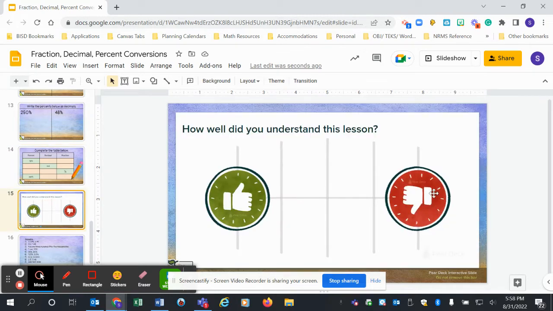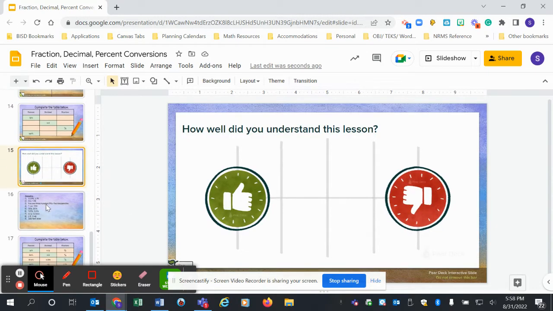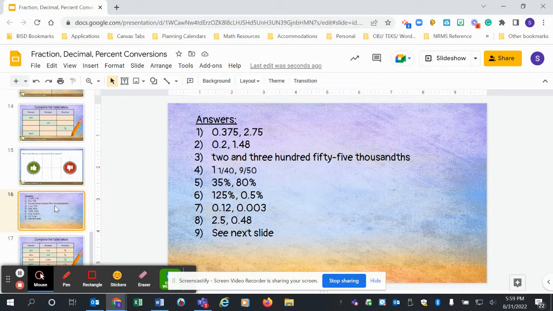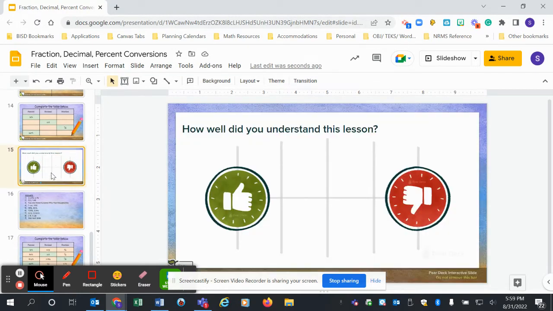And then here's a little feedback page where you can enter how well you understood the lesson. There are answers on the back. I'm going to click off of that real quick so you don't see it. I want you to be able to use those answers as feedback on the lesson. So please don't refer to those until you're done. Really use this as a test to see how well you understand this information.